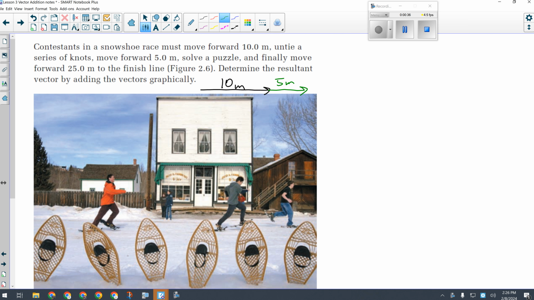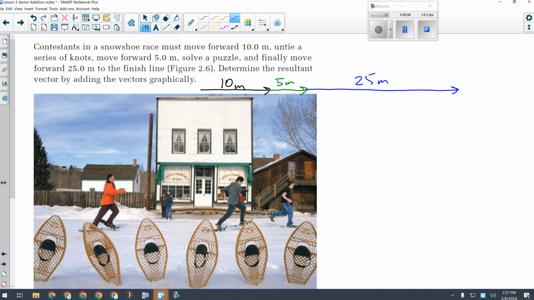And then they finally move 25 meters to the finish line. So that'll be my third vector, which goes on the head of the second. It's roughly 5 times as long as the 5-meter vector. Again, it doesn't have to be measured or exact as long as it's representative. Now I've got a vector diagram of this very simple collinear race.